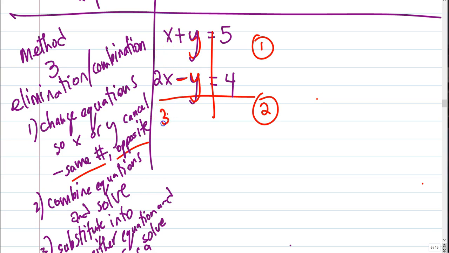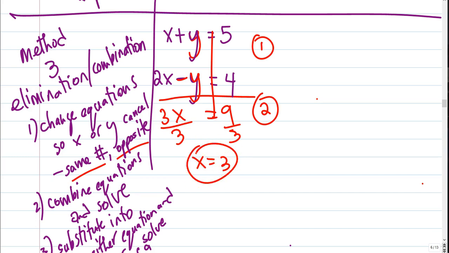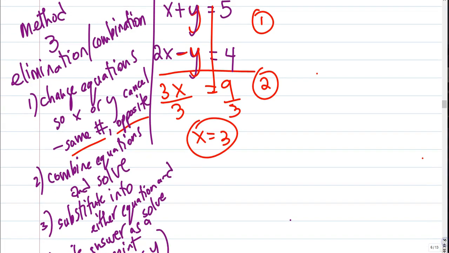X plus 2x is 3x. Y minus y is 0 is equal to 9. Combine the equations and solve. Solve means I divide both sides now by 3, and I get x is 3. All done? No, that's not an answer, right? You don't get away from substituting, because what? You still have to take that answer and plug it in. Which equation? Does it matter? No, I'm going to do the first one because it's easiest and get that y is 2.